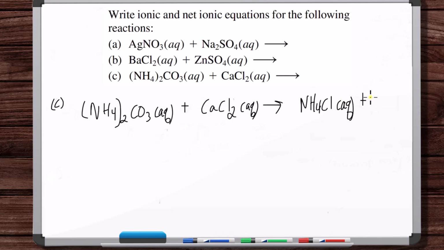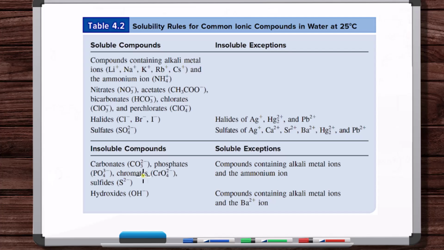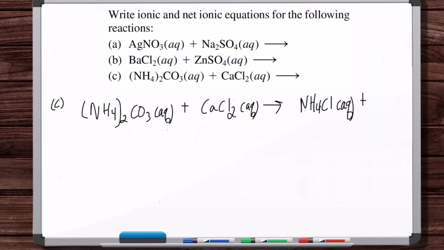aqueous, and then the calciums and the carbonates interact. So carbonates are all insoluble unless you have a cation that's an alkali metal and the ammonium. But calcium is an alkaline earth, so insoluble. So CO3 2 minus and Ca2 plus, so CaCO3 solid. Now let's balance this.